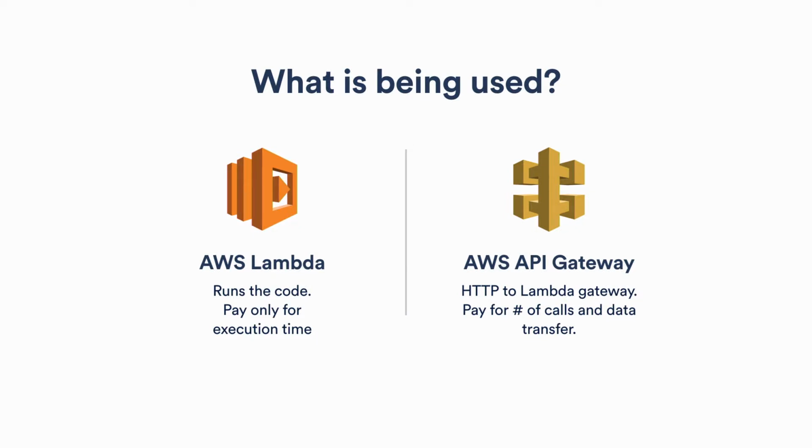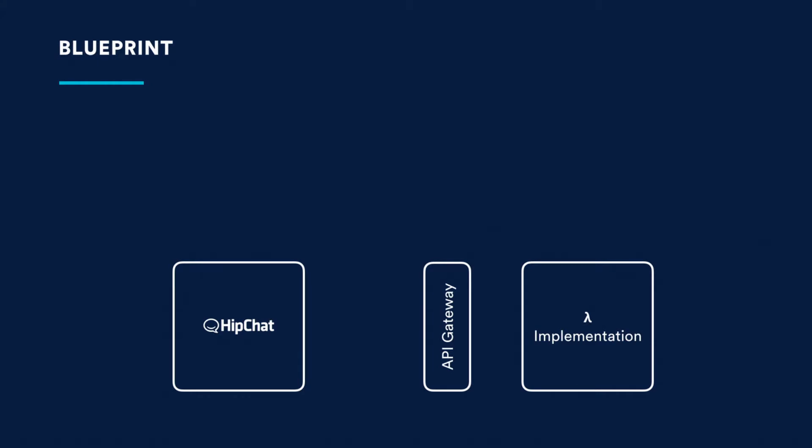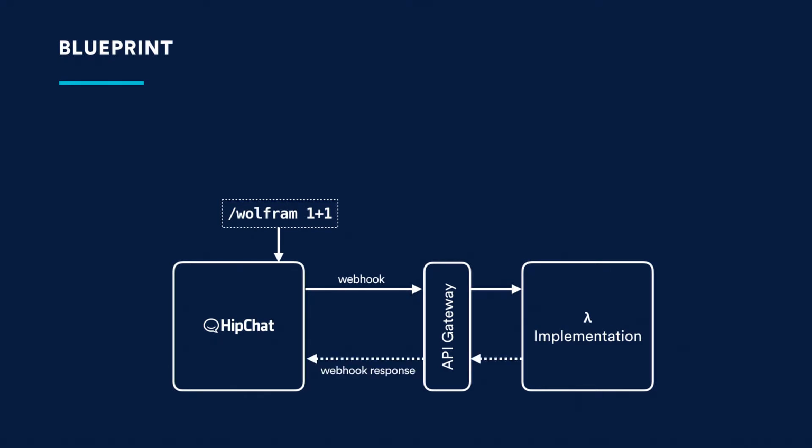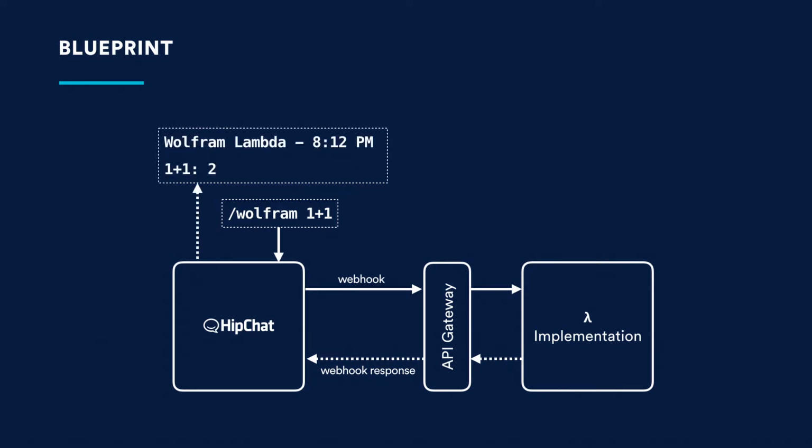In this case, I used AWS Lambda and the AWS API Gateway. And the core blueprint of how that works is I type something into HipChat that triggers a webhook, which goes through API Gateway and gets translated into an event that my Lambda implementation can handle. I call the Wolfram API, and I send a response back to HipChat.